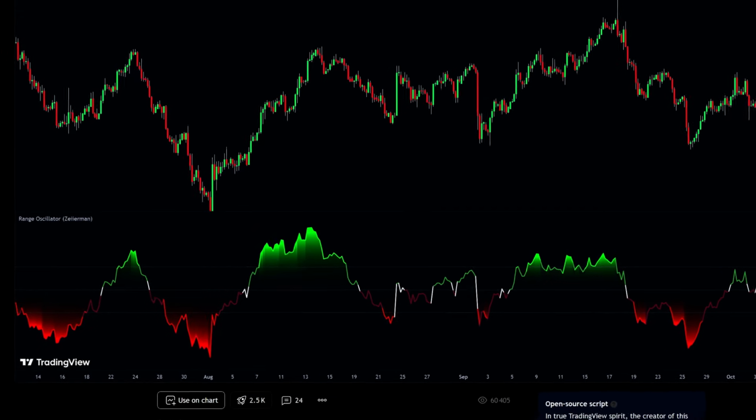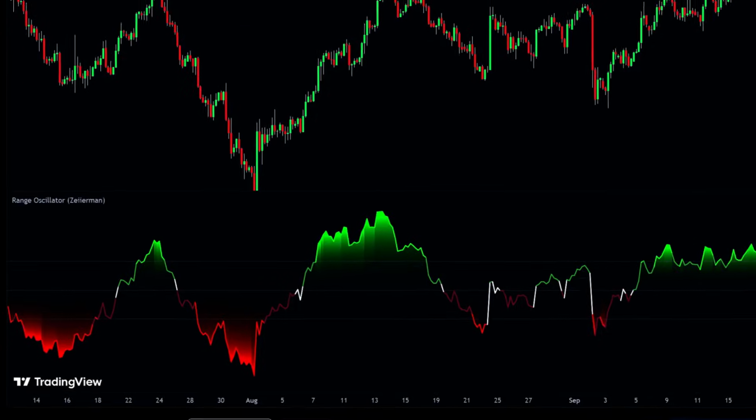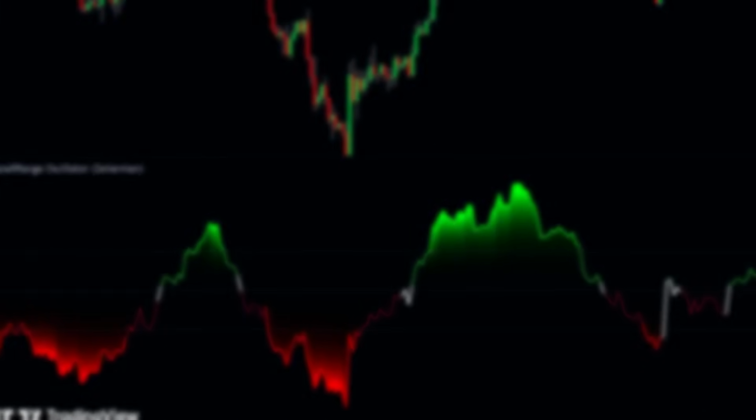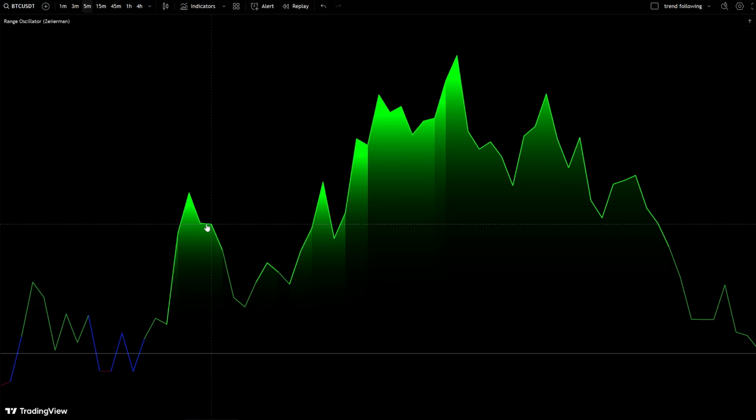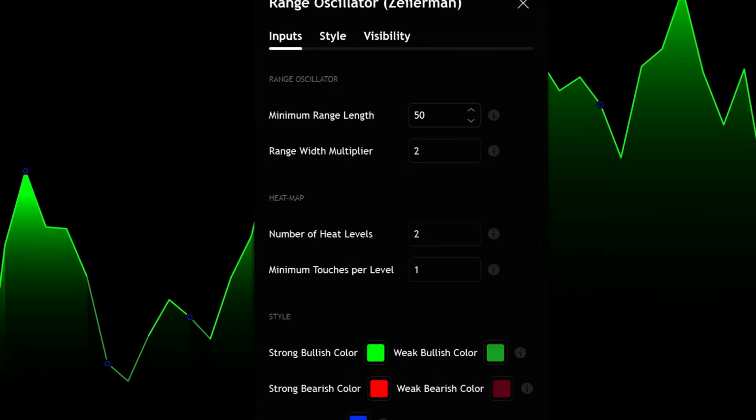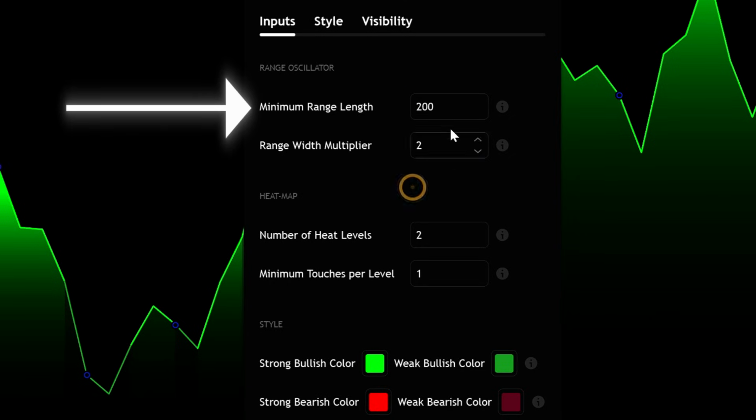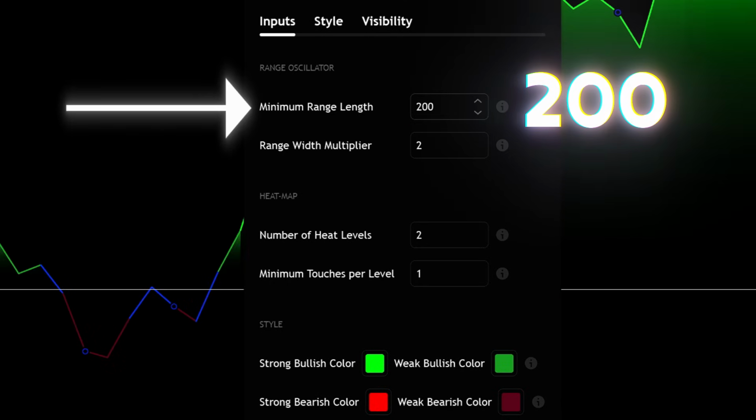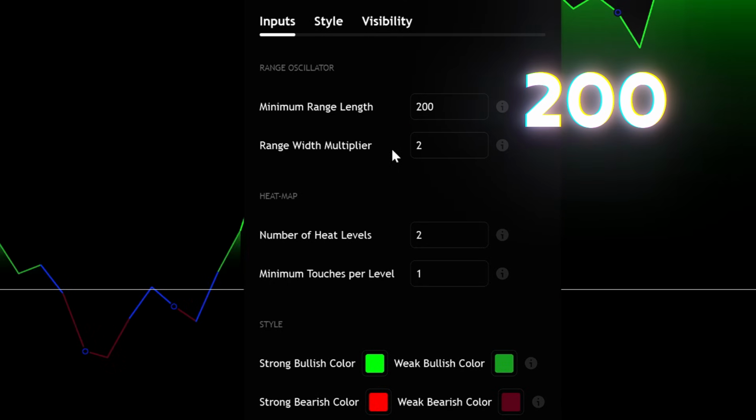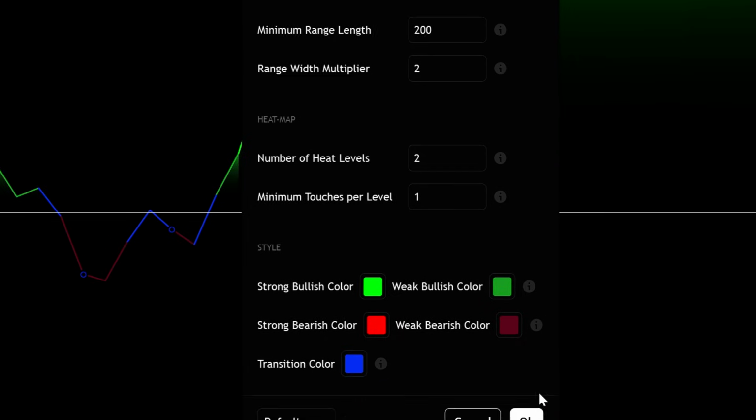Now to make sure this oscillator is finding the real trend, we need to adjust the focus. Go into the settings, under the inputs tab, crank the minimum range length all the way up to 200. We're doing this because we want to see the longer term market momentum, not the short term noise that causes losing trades.